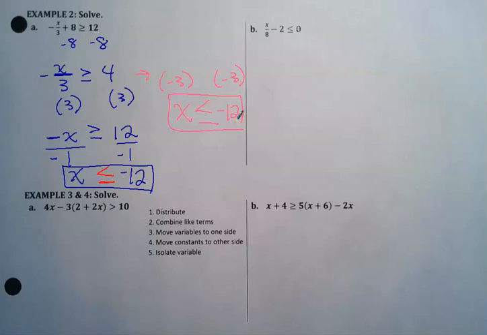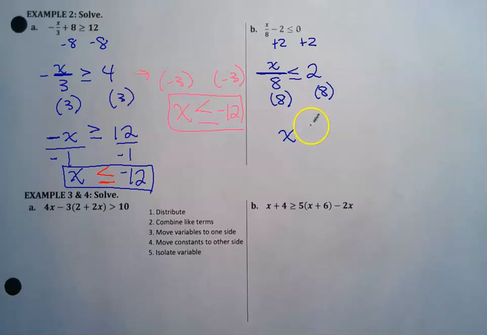You add 2 to both sides. Perfect. Let me go back here to blue. So we add 2 to both sides. So x over 8 is less than or equal to 2. And then this is being divided by 8, so what you want to do is multiply by 8 on both sides. Good. You got it.